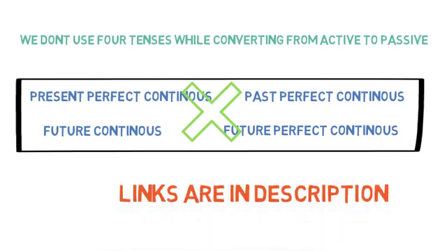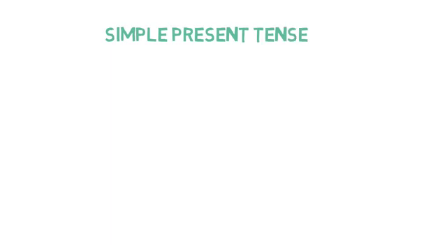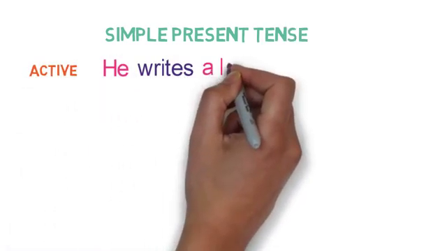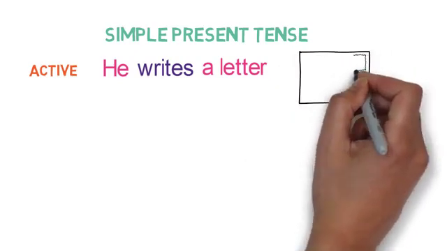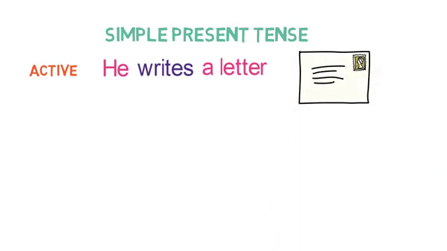Now, we will see examples of each of the 8 to make things clearer. Let's see. For simple present tense, the active sentence is: he writes a letter. Now, to convert it into passive, we will use the 5 steps we discussed previously.